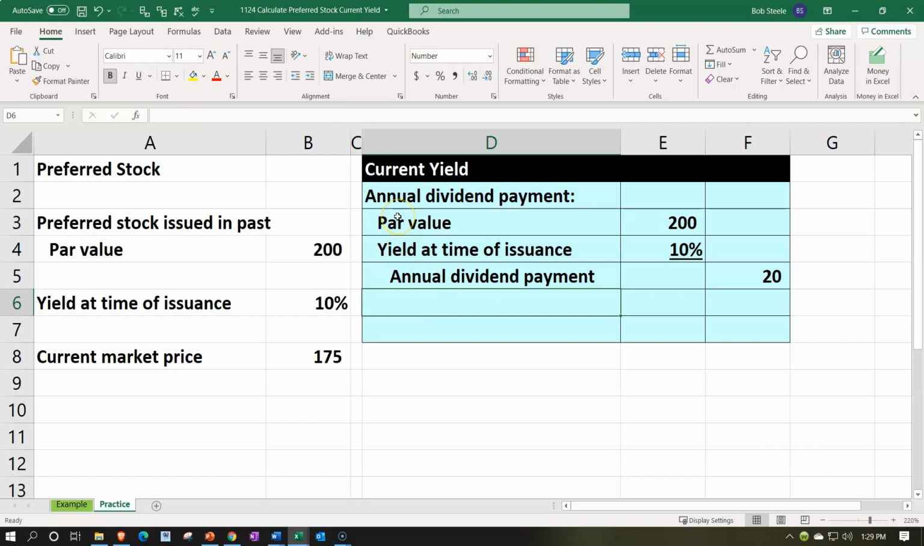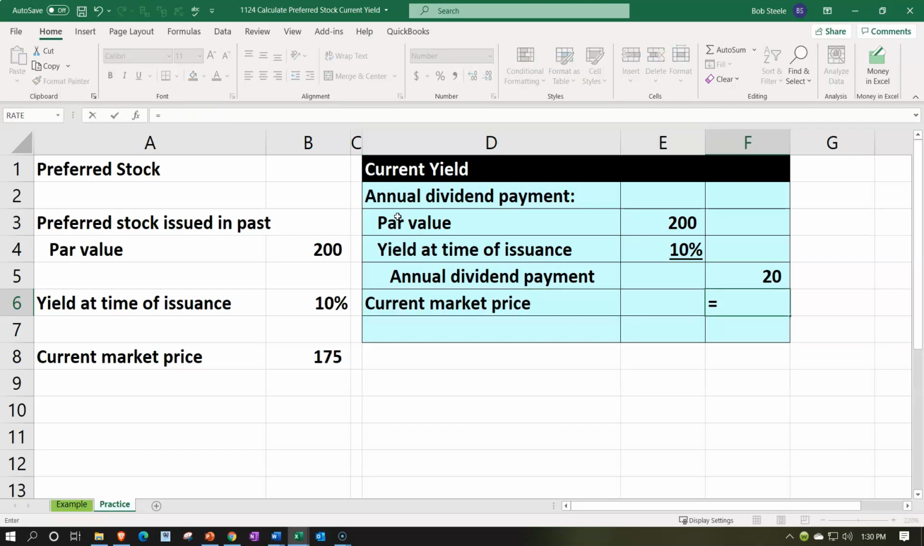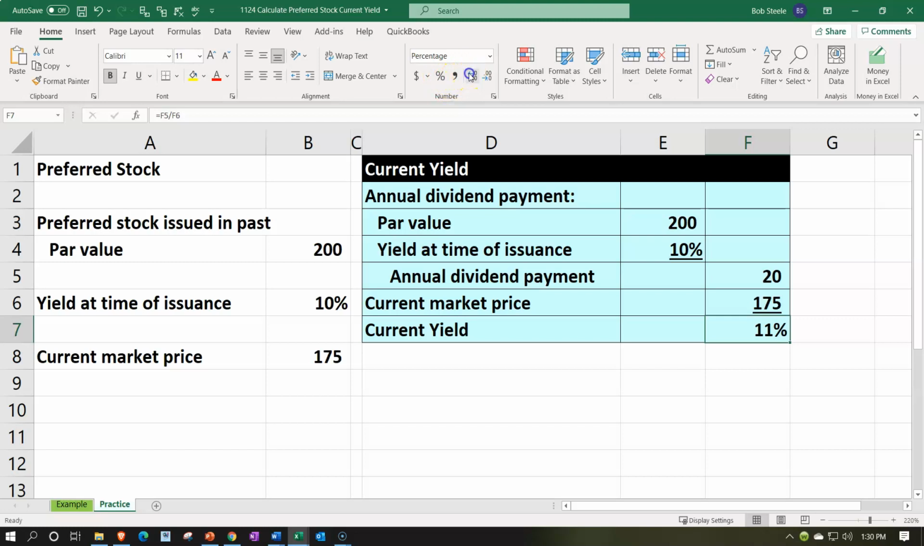And then this is going to be the current market price that we're going to be comparing to, that being now at the 175. I'm going to put an underline here, font group and underline, and that'll give us our current yield, which would be equal to the $20 of the dividend divided by the price of 175. If we go to the numbers group and percentify that, and add a couple decimals, we're looking at 11.43%.